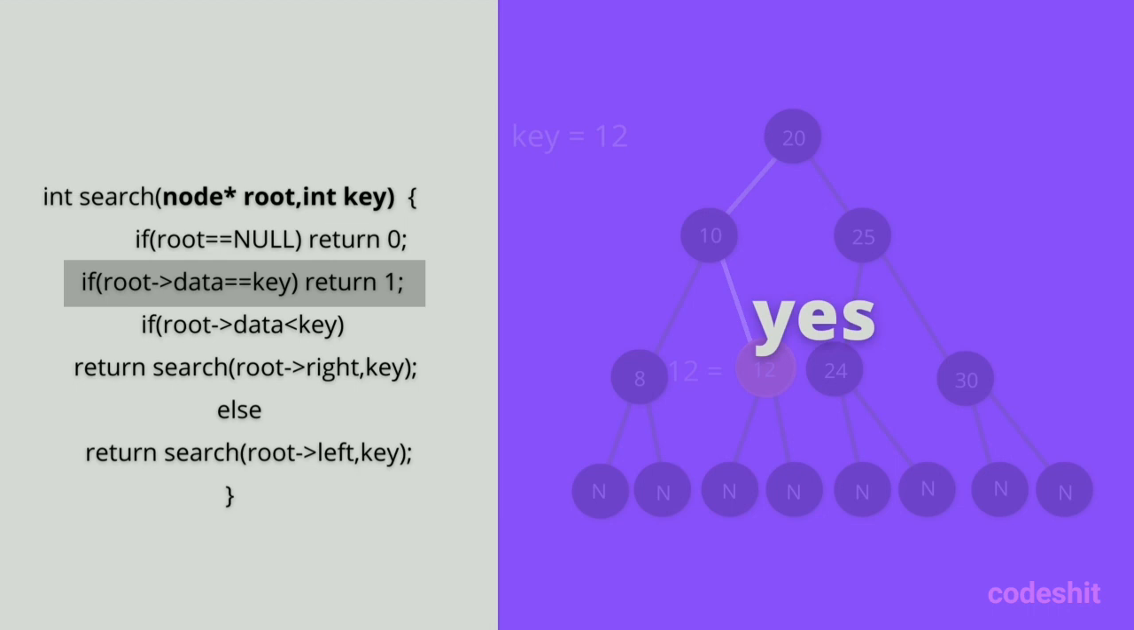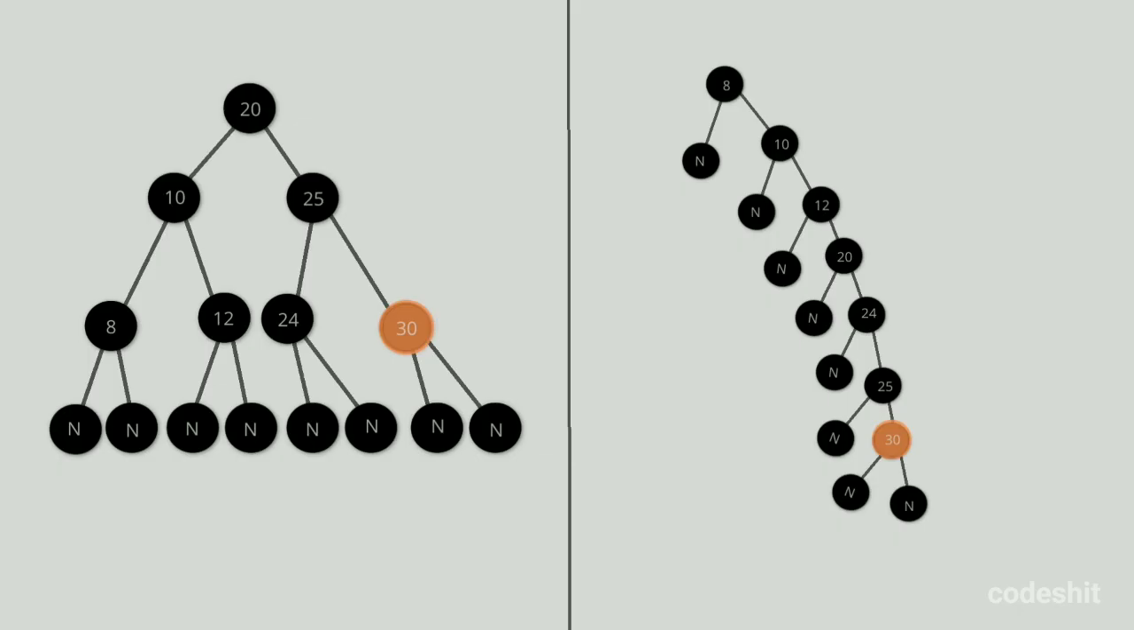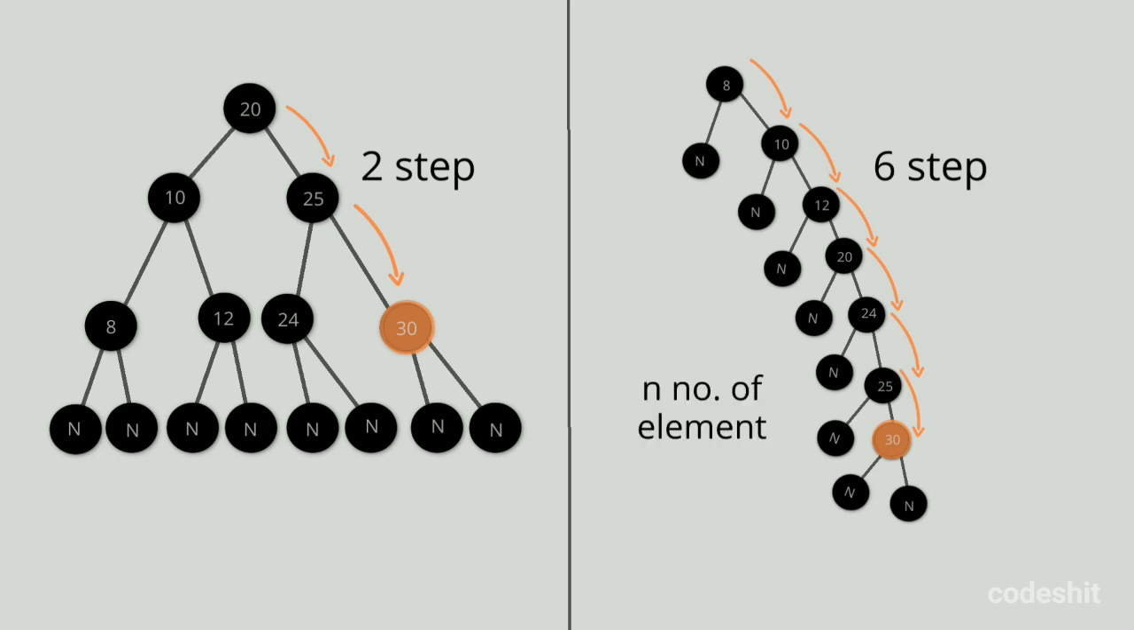Okay, so now let's discuss what the time complexity is for a binary tree. Let's try to understand this with two different examples. See, these two trees have the same number of data, but their root elements are different. Okay, so here I want to search for element 30. So how many steps are required in order to achieve this goal? If I'm talking about the first tree, I need 2 steps, and for the second tree I need 6 steps. Okay, if there are n elements in the second tree, then I need n minus 1 steps in order to achieve my goal.